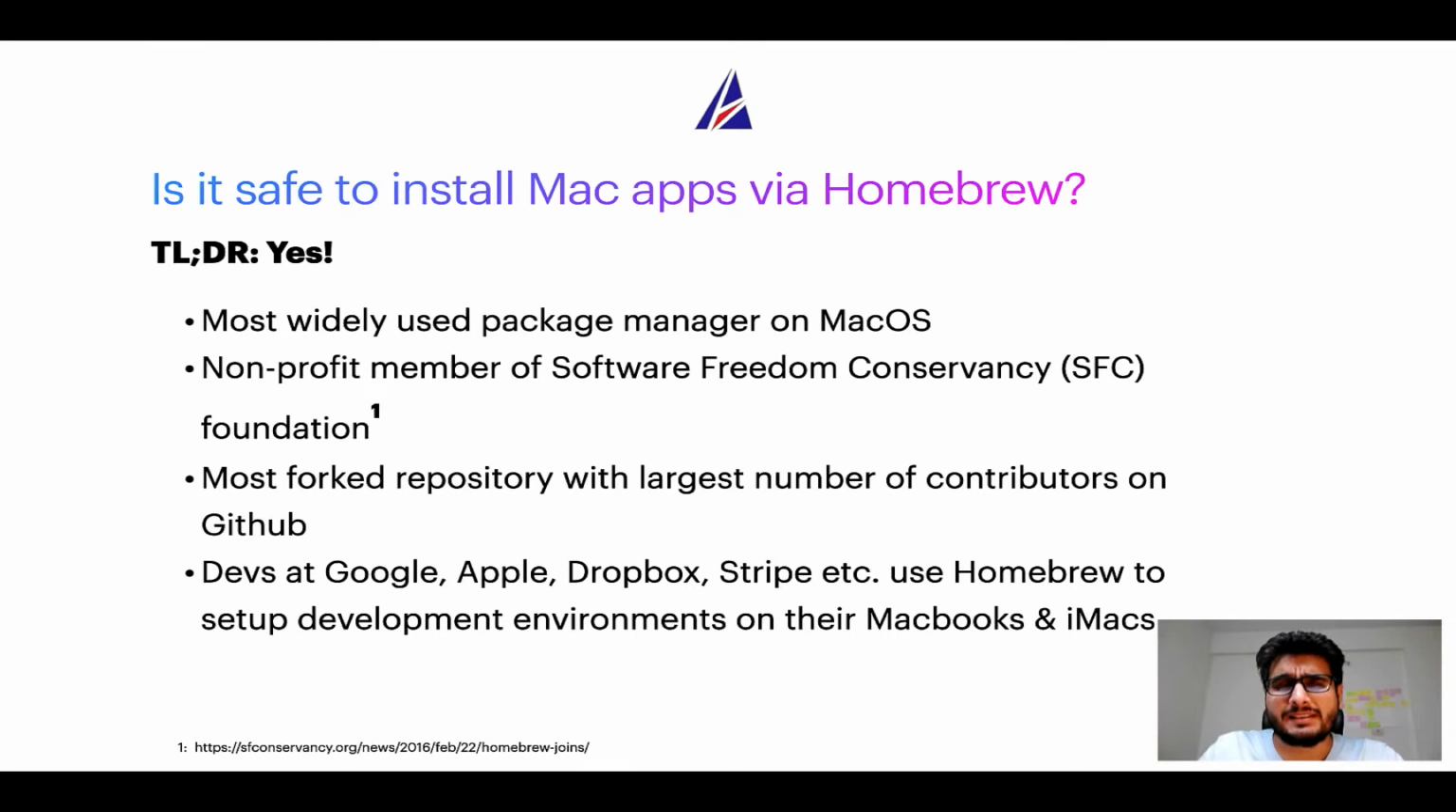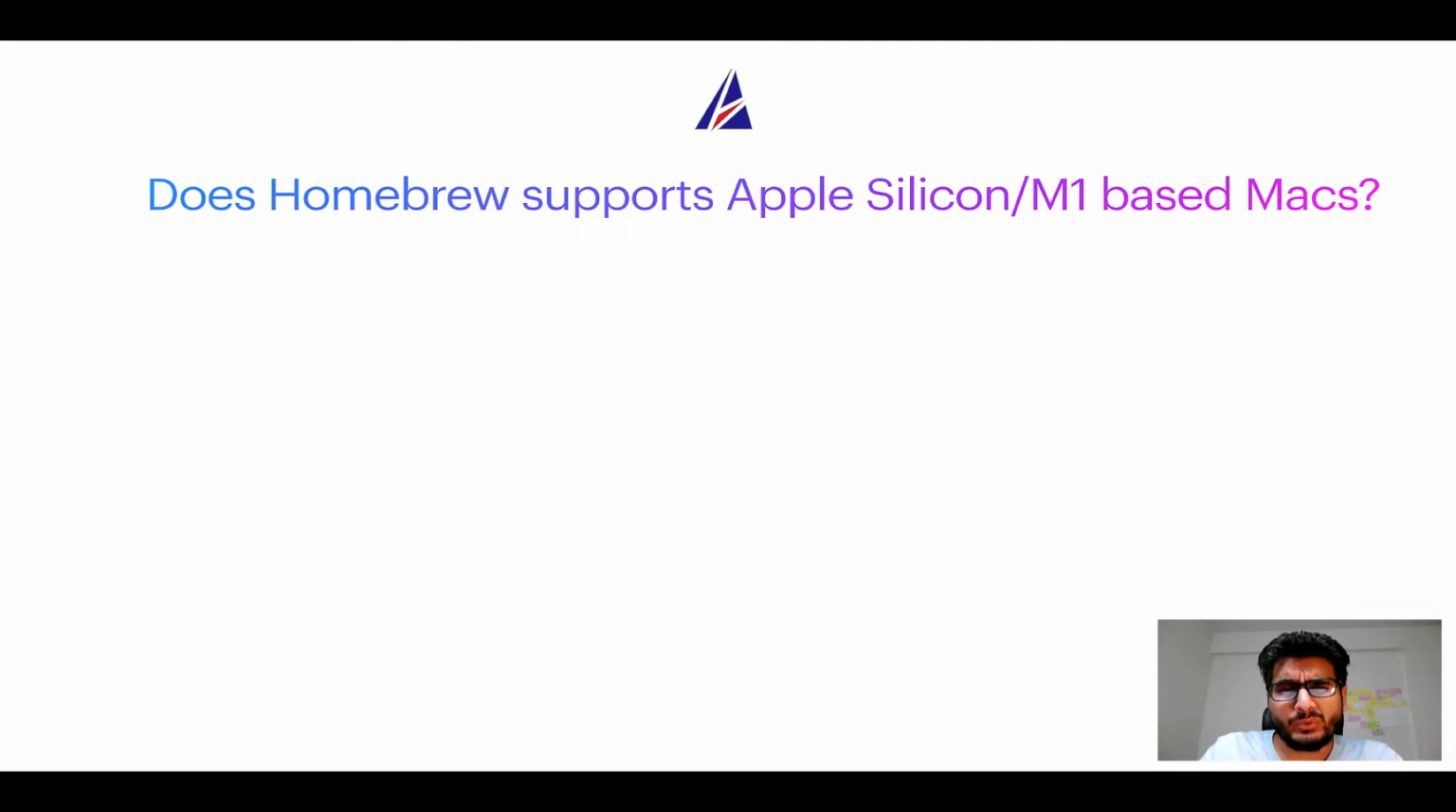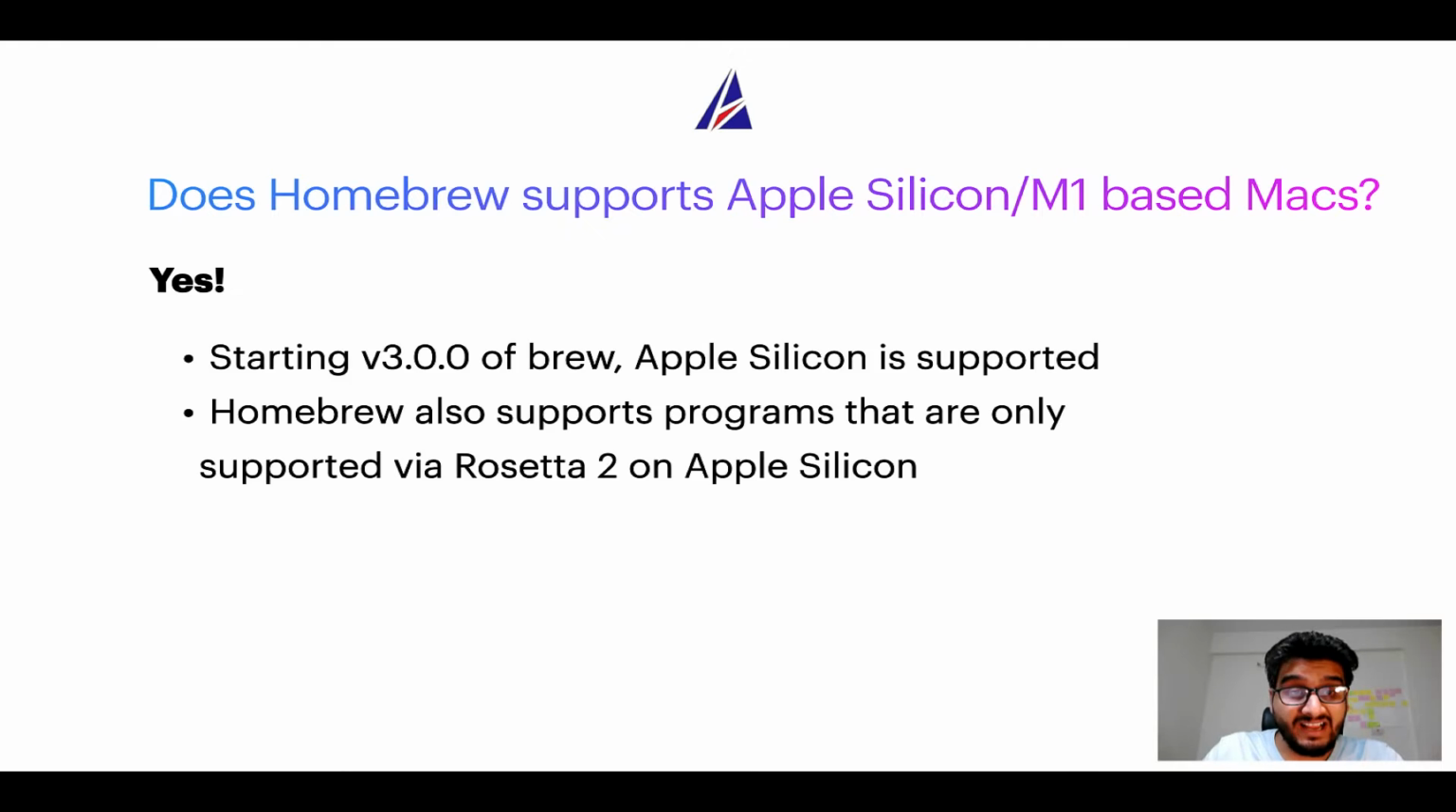Many devs at organizations like Google, Apple, Dropbox, Stripe, etc. use Homebrew to set up different development environments on their MacBooks and iMacs. Next question. Can you use Homebrew to install programs on Apple Silicon or more popularly known as M1 MacBooks? Again, yes. Starting version 3.0 of Brew, Apple Silicon is now supported on Homebrew. In fact, Homebrew also supports programs that are at the moment only supported via Rosetta 2 on Apple Silicon.